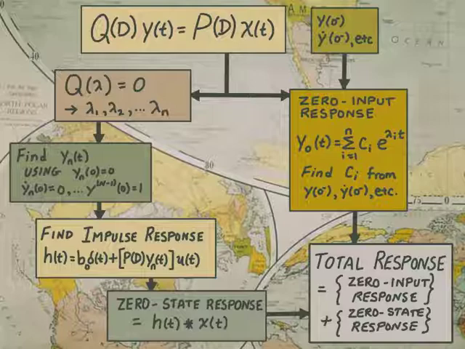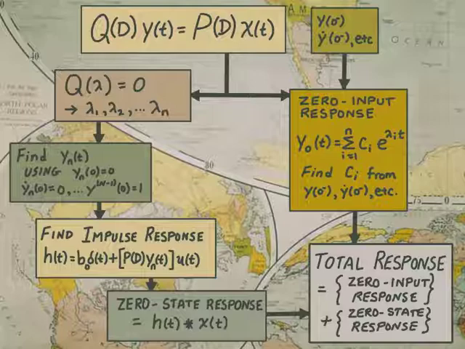Once we find yn, we're ready to find the impulse response. h of t is equal to b naught times delta of t plus the following quantity, p of d operating on yn multiplied by u of t. I'll point out here that b naught is the lead coefficient of the polynomial p. When we have the impulse response, we can then do the convolution of that h of t with our input x of t to find the zero state response.